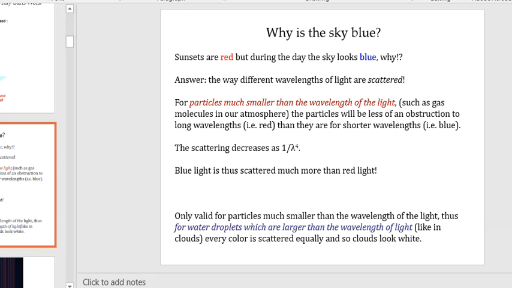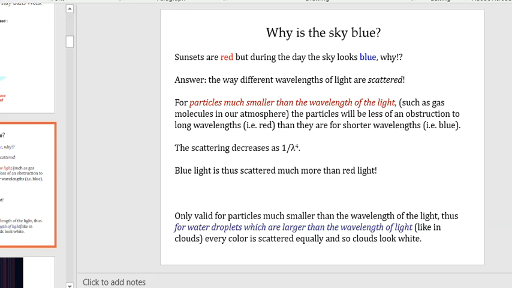Well, it turns out that it's because of the particles in our atmosphere, and these are much, much smaller than the wavelength of light. So if you remember, the wavelength of visible light is somewhere between 400 nanometers up to 700 nanometers. So that's about half of a micrometer, on the order of 10 to the minus 6 meters. And a particle is actually on the order of less than a nanometer. And so you think of it as about 100 times smaller.